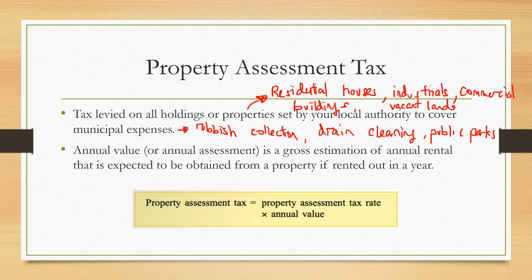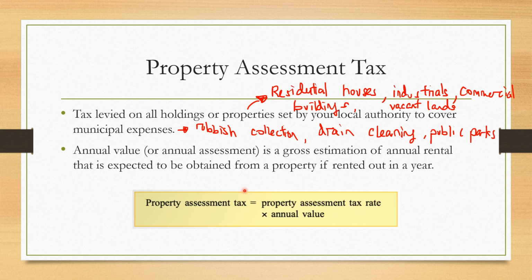Alright. Now, annual value, annual value meaning yearly, right? Annual value, or sometimes in the question we call it annual assessment, is a gross estimation of annual rental. It's the annual rental that is expected to be obtained from property rented out in a year. Alright, and then we have the formula. Property assessment tax rate. The question usually gives you the tax rate as well as the annual value.